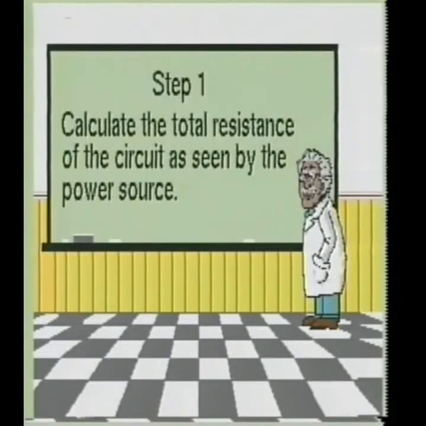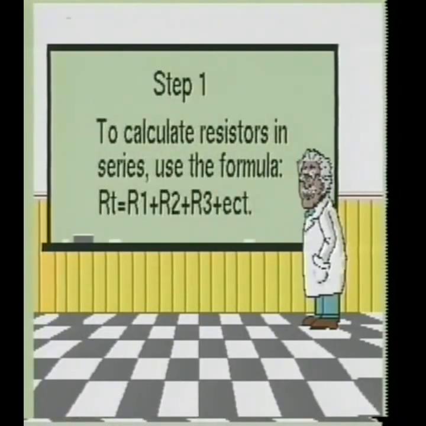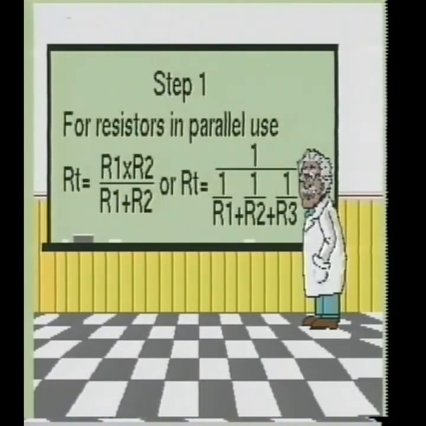As you have seen, figuring complex-looking circuits can be made simple if they are approached in the proper manner. The first step in figuring the characteristics of any circuit is to calculate for the total resistance of the circuits. In a series circuit, we use the formula RT equals R1 plus R2 plus R3. In a parallel circuit, we use the formula R1 times R2 divided by R1 plus R2 for two resistors in parallel, and 1 over R1 plus 1 over R2 plus 1 over R3 divided into 1 for multiple resistors.